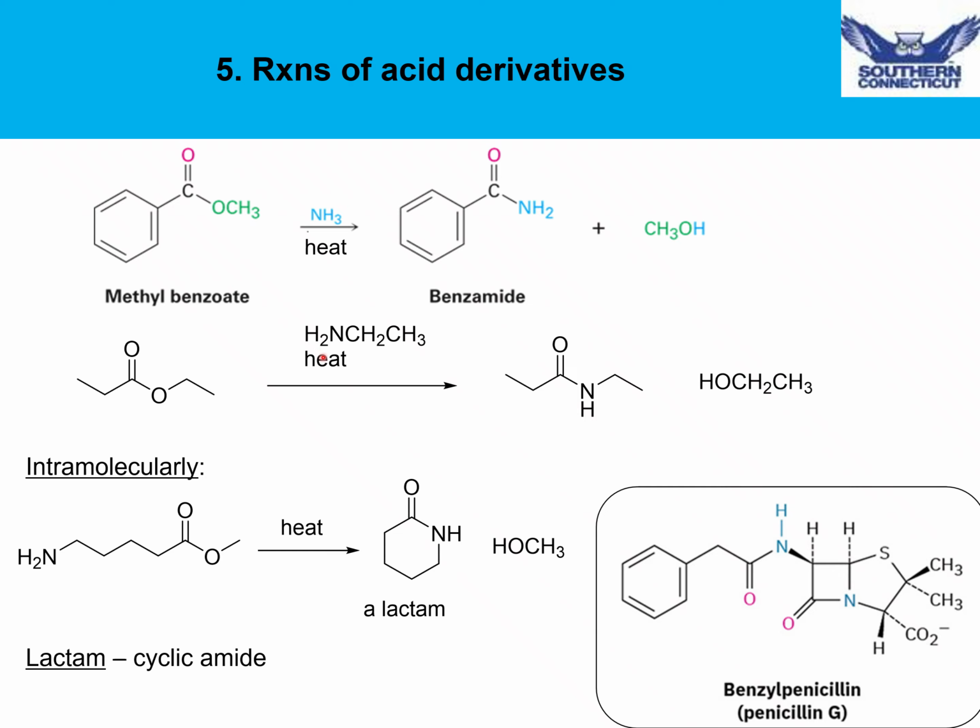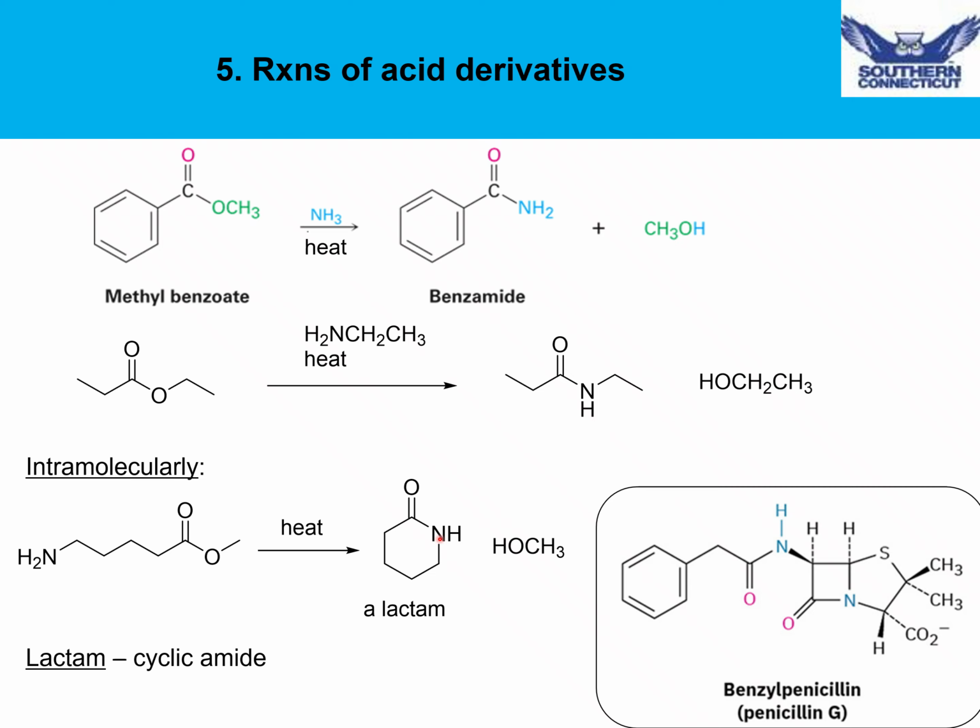Here's a second example with a primary amine. It replaces the ethoxy leaving group, which becomes an alcohol, ethanol. The amine, once it adds, forms an amide, a secondary amide. This reaction could occur intramolecularly, and that would be true for any acid derivative. So the amine would add to the ester, eliminate the leaving group, which becomes a methanol molecule. In the process, we form, in this case, a 6-member cyclic amide. Cyclic amides are referred to sometimes as lactams.